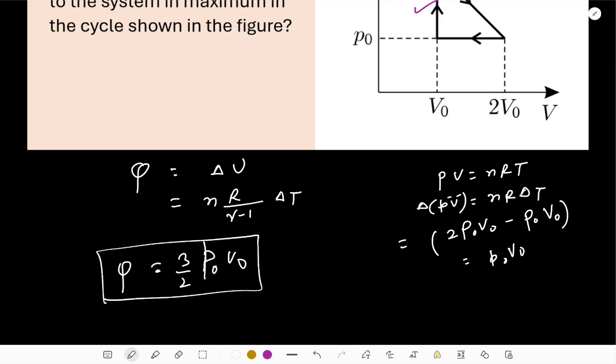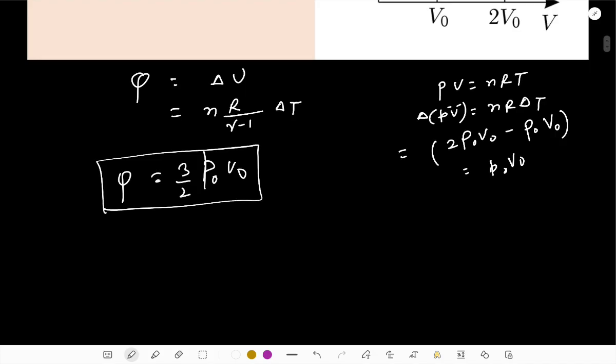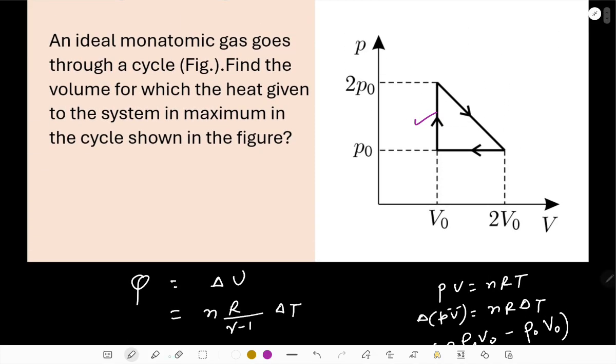This is the heat given to the system, and now we move towards the inclined section. For this inclined section, I want to use this section itself, and something is going to happen. I can take the pressure here as P and volume here as V. So I can write a pressure volume equation in general.